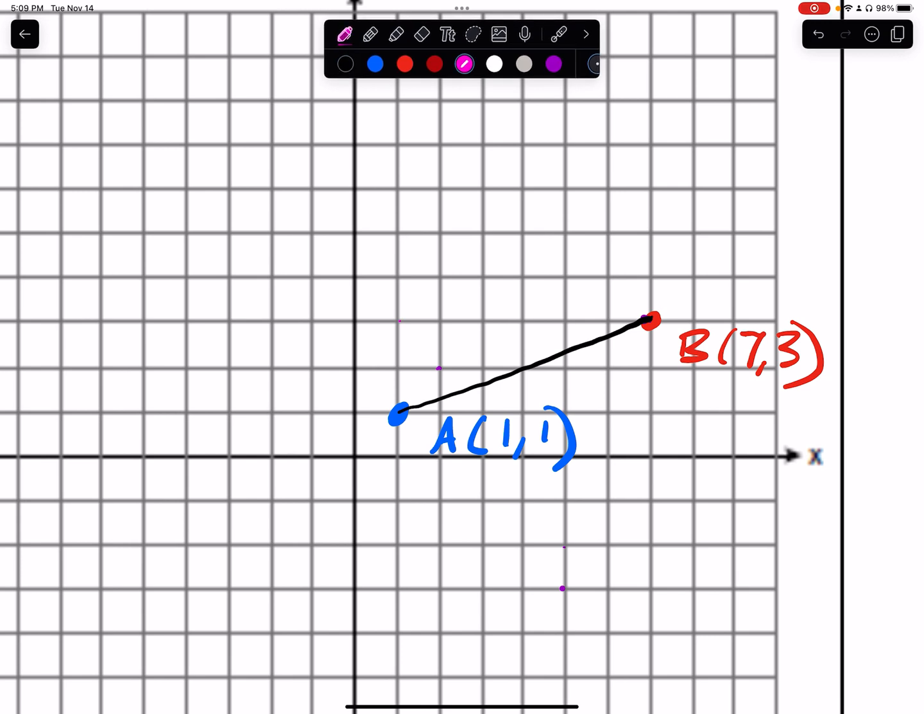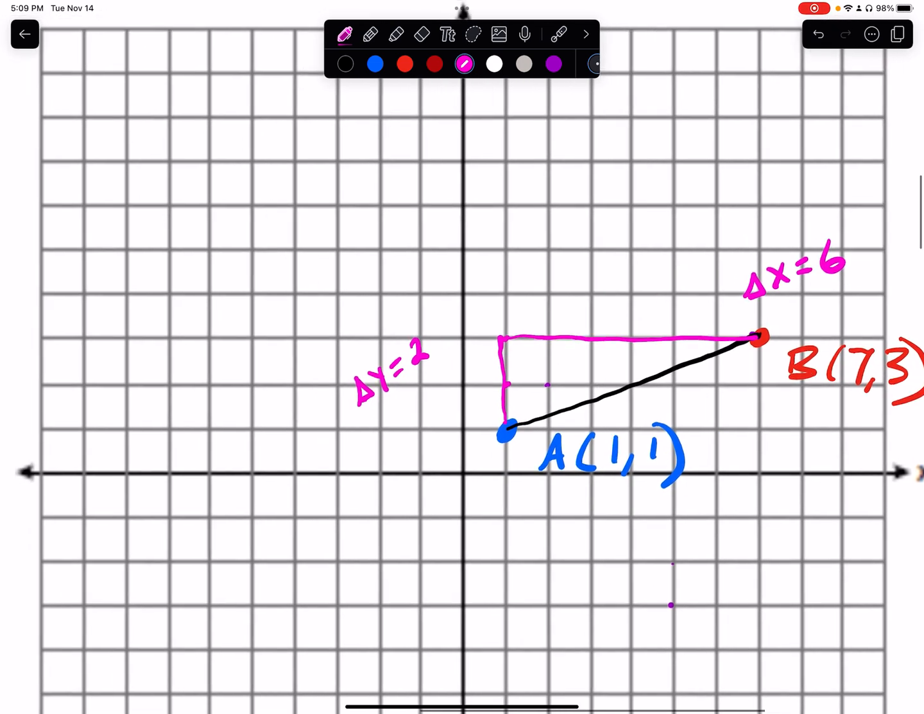Try to determine what it's going to be. Okay, now graphically, we can look at the rise over the run, right? How much does it rise? The change in the y here is going to be equal to 2. So it rises up 2. And how far does it run to the next point? Well, I go 1, 2, 3, 4, 5, 6. So the change in the x's here is going to be a value of 6. Okay, so we know that just by looking at the graph.